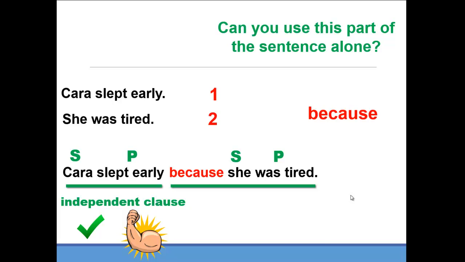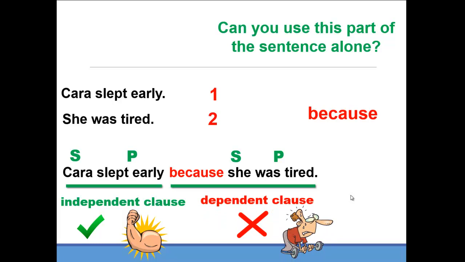But can this group of words be used alone? Let's read it. Because she was tired. Does it make sense on its own? Does it tell a complete idea? Because she was tired. No, it cannot be used alone. It's a clause, but it cannot be used alone. So what do I call this part of the sentence? A dependent clause. Repeat after me. Dependent clause. What is the meaning of dependent clause? A dependent clause is a group of words with a subject and a predicate that cannot be used alone and that cannot tell a complete idea.